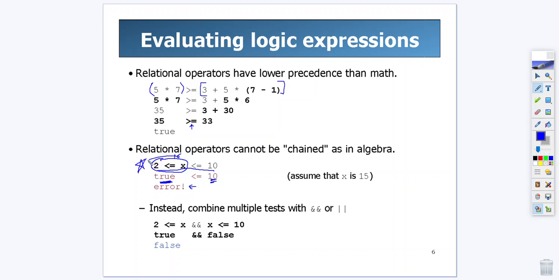If your goal is to say something like this in code, what you basically do is you separate it into 2 separate problems. Notice you have to repeat your variable, and you join it with an and. So if I want to say that x is between 2 and 10, I have to compare x against 2, and I have to compare x against 10.